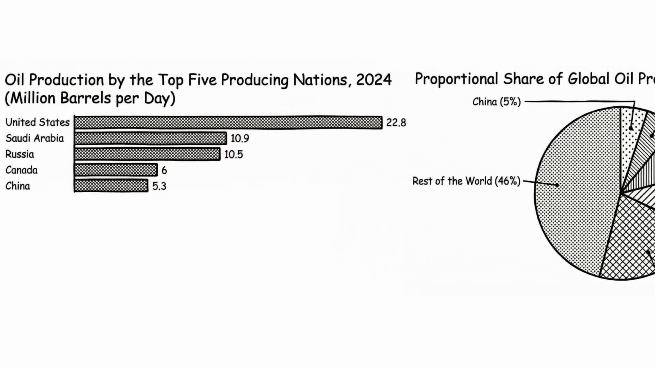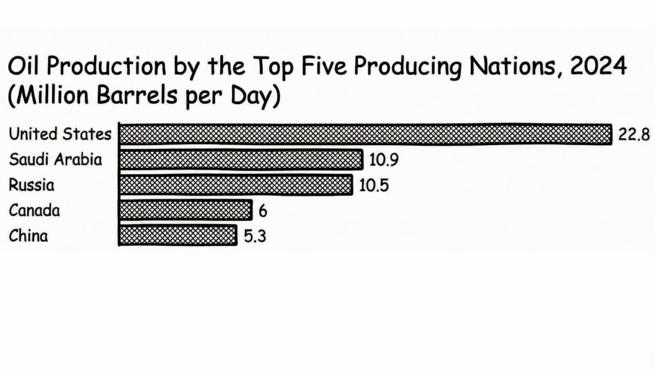Let's zoom in on the bar chart and take a closer look. The United States yields the highest level of production at 22.8 million barrels per day, a figure significantly higher than that of any other country shown. Saudi Arabia and Russia follow in second and third place, with production levels of 10.9 and 10.5 million barrels respectively.